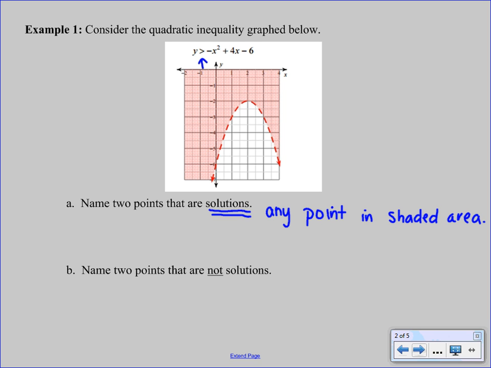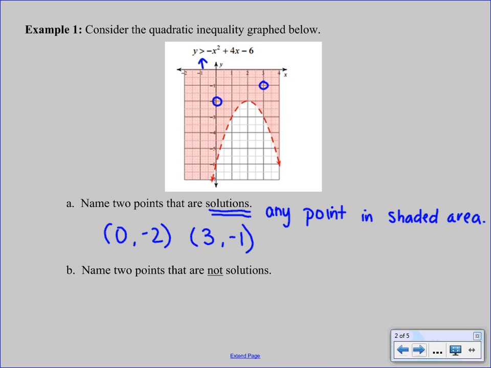If we put that point on the graph, you'll note that that's in the shaded region. So that would be one example of a solution. Another could be (3, -1). That's also in the pink area. So that would be a solution. Now, you'll note that there are an infinite number of points in the shaded region, so there are a number of correct answers. These are just two possibilities.